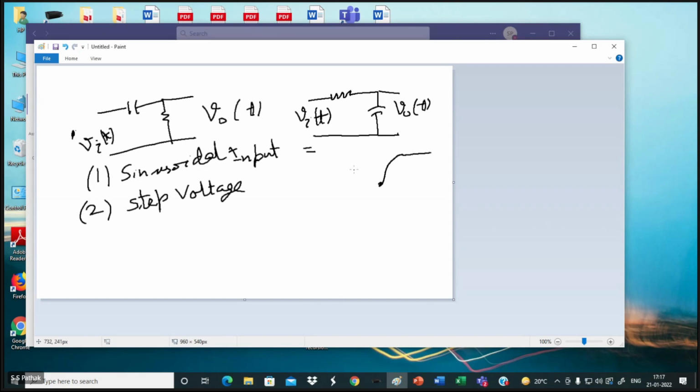So in this case, when the step input is there, this is my V naught. What is that? It is V into 1 minus e to the power minus t by RC. What does it mean? At t equal to 0, the voltage is 0, V naught is 0. At t equal to infinity, this voltage becomes V. So this is going to be my V naught t.